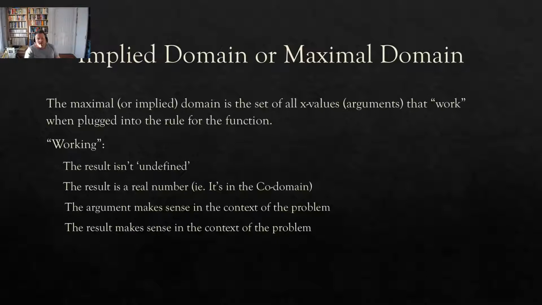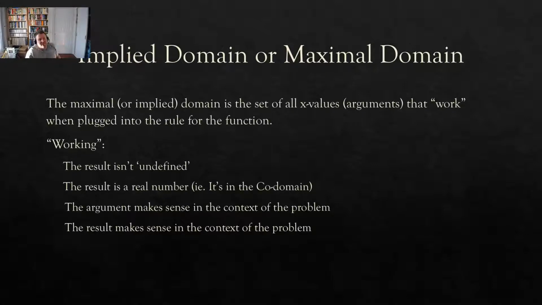The result is going to be a real number, because we've said that our codomain, our target set, is the real numbers. So it better be the case that when we plug a number into our function, we get something that's in the real numbers. It's hard to think of examples where that's not true with the real numbers, but I promise you that can be a problem.